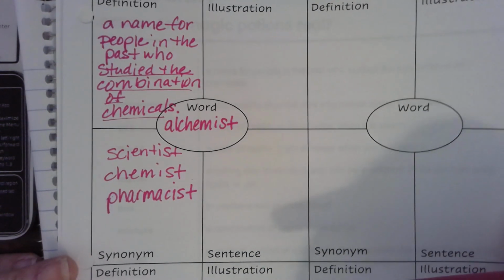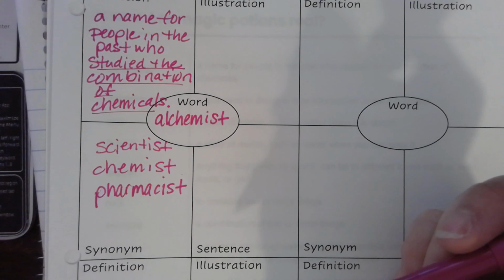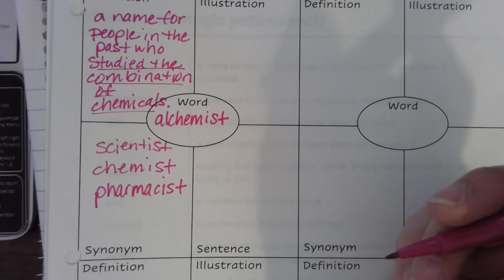So next up, what I would do is my sentence before I do my illustration. And let's talk about this sentence real quick. What's important about this sentence is my expectation for you is that you write a sentence that explains to me what an alchemist is. You may not write a sentence that says, the alchemist went to a party with his girlfriend. That does not tell me what they do.